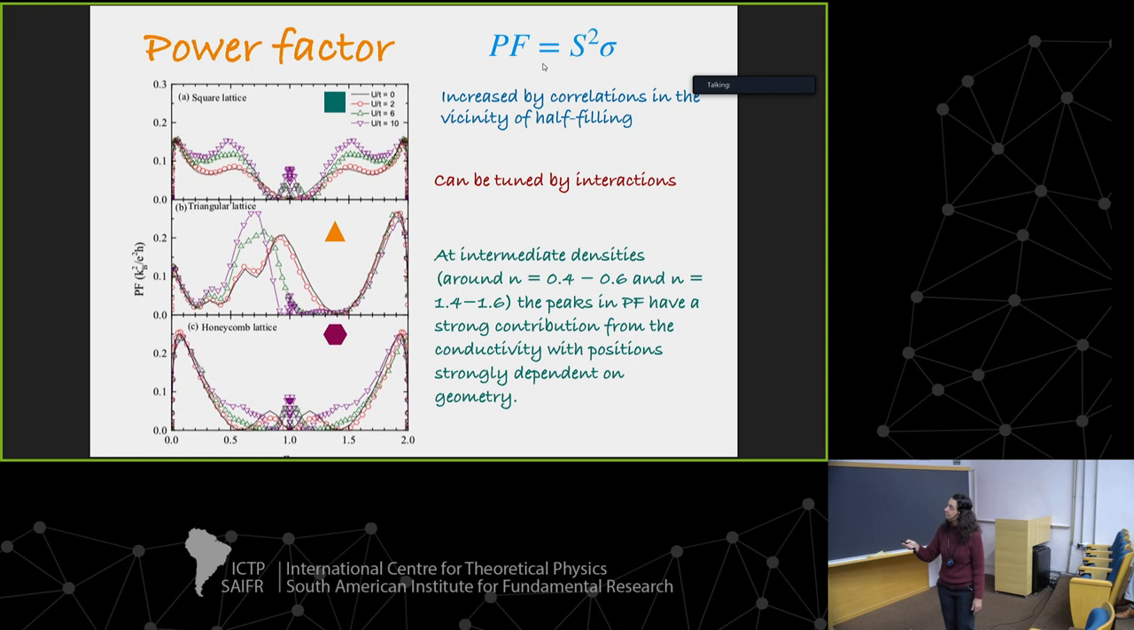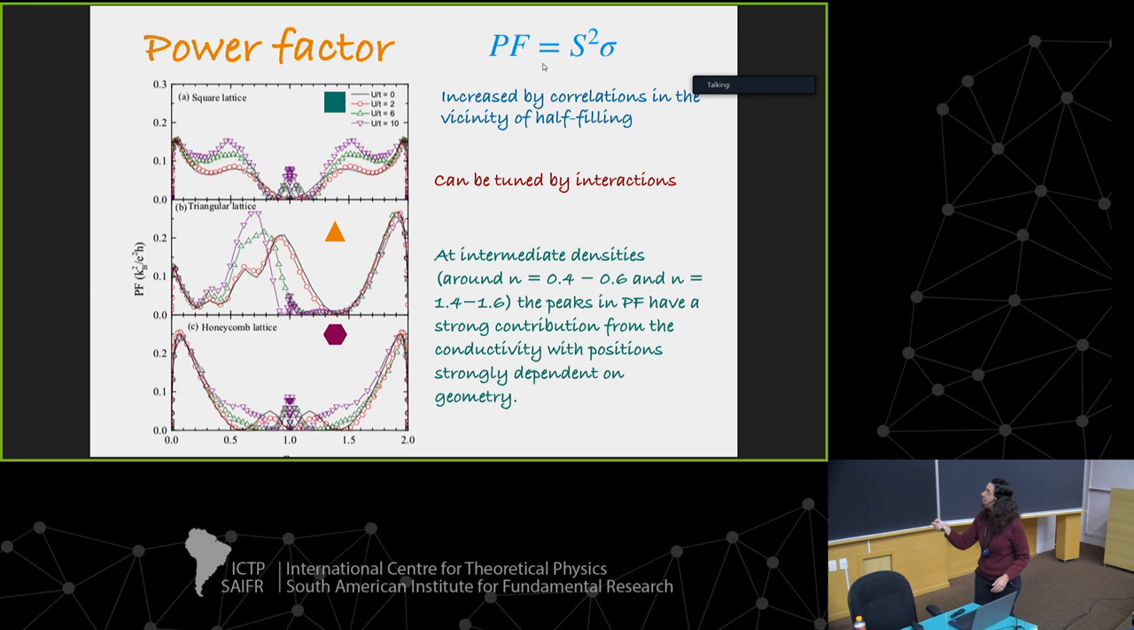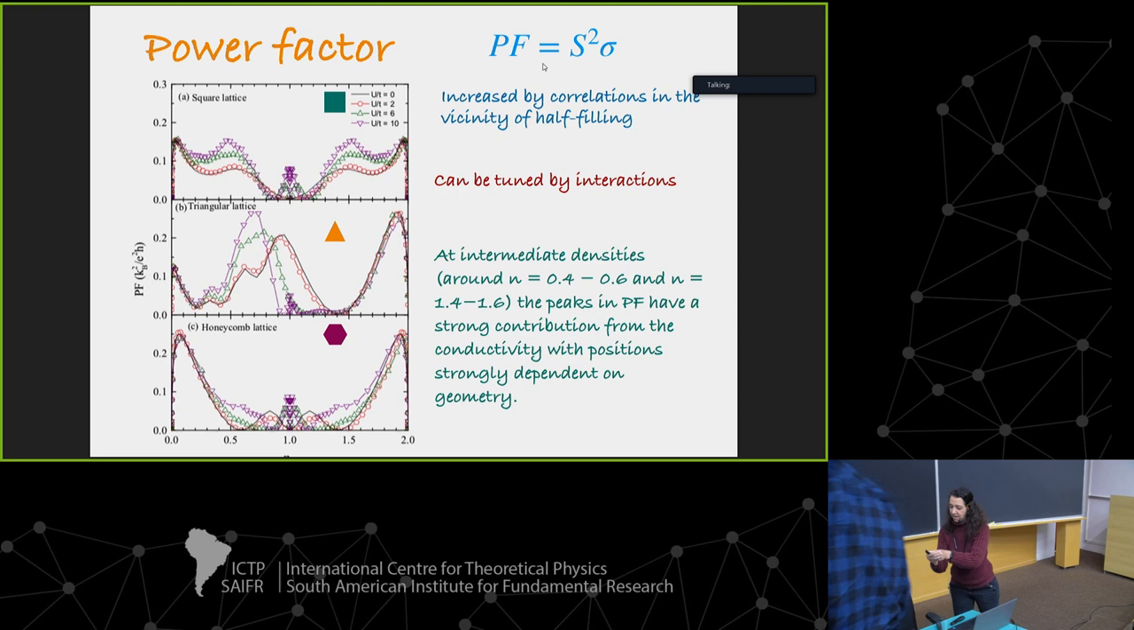I think the battery ran out and I cannot point anymore, but for the square lattice, which is the upper panel here, oh, this one is working.